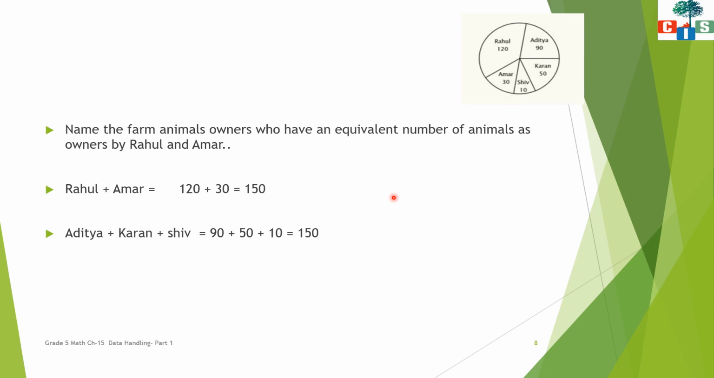So scholars, we have completed exercise 15.1 question number 1, and question number 2 you have to do by yourself. In this video we have studied bar graph and circle graph. In our next video we will learn about line graph, and also we will see a few examples related to pictograph. Till that time, go through this chapter and complete exercise 15.1.